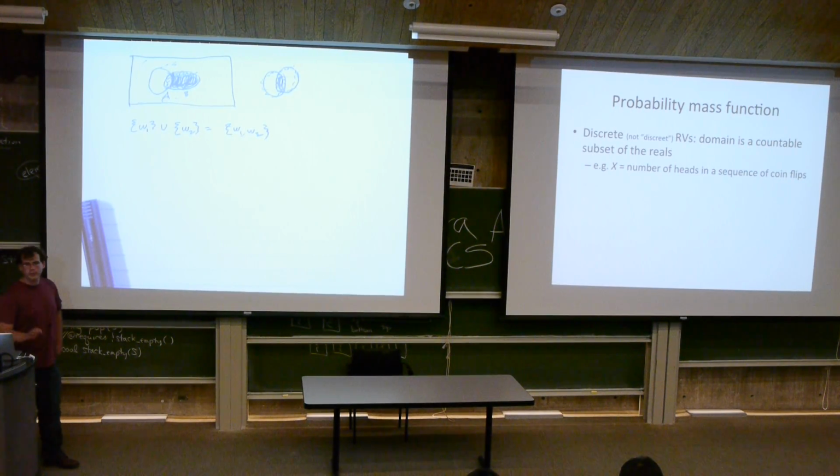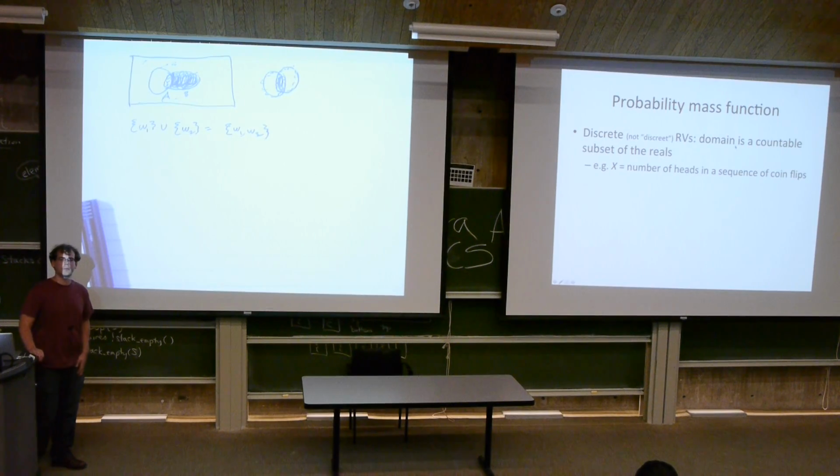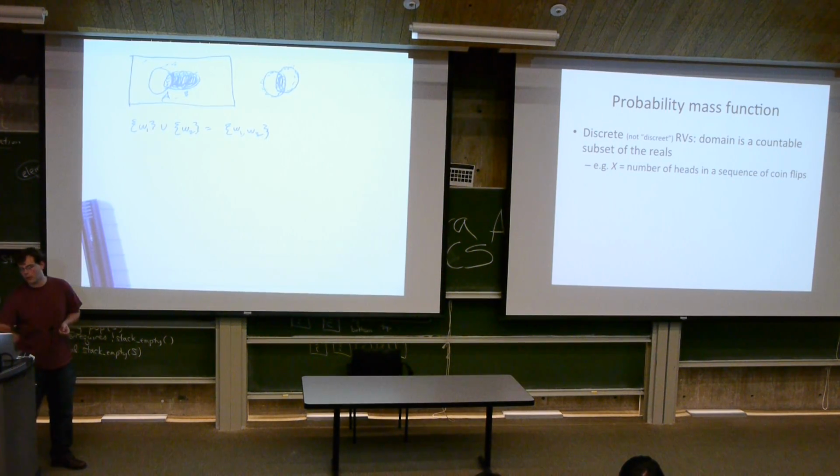OK, so given a random vector, we want to talk about what its probabilities of taking on the various values are. So that defines the distribution of that random variable. If you have a discrete random variable, one where the output, or sorry, I said domain, that's confusing. It's actually the output of the function. So it's a function from the sample space to something, and if that something is countable, then it's called a discrete random variable.